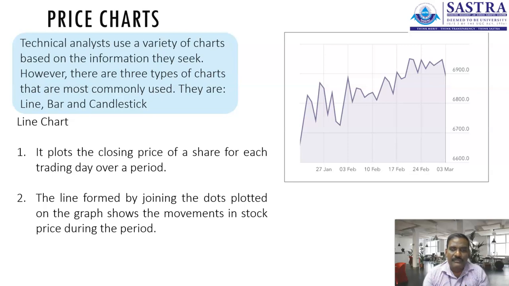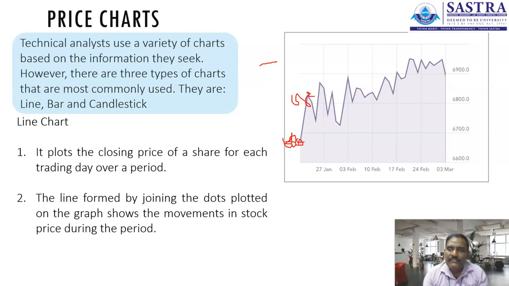And the line formed by joining the dots plotted on a graph shows the movement of a stock price during the specific period of time. You can take from this example, it started between 6,600 to 6,700. You can take here 6,670 rupees, maybe the closing price, at which it is going to reach 6,820. It is going to fall below that particular level.